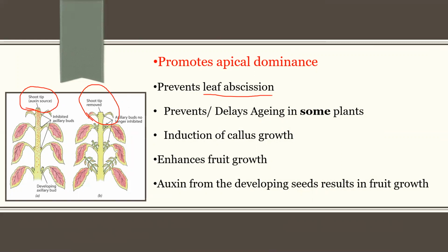Also, induction of callus growth. So when auxin and cytokinin are equal in proportion, then it induces callus growth. It also enhances fruit growth. In certain plants, auxin enhances fruit growth, for example, pineapples. It also promotes parthenocarpic response in some plants. Auxin from the developing seeds results in the fruit growth.